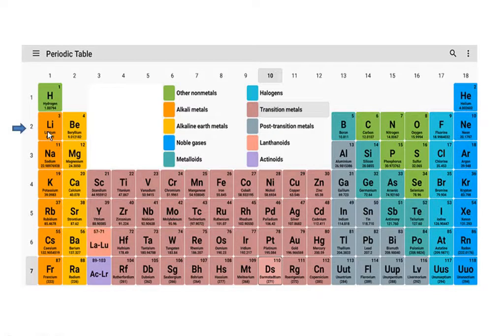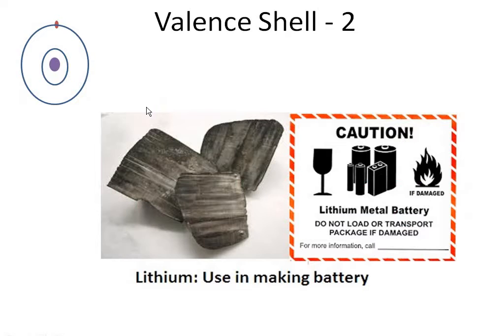In the second row we study, there will be 8 elements: 1, 2, 3, 4, 5, 6, 7, 8. Why is it so? Because the second row represents the second valence shell. This second valence shell can store up to 8 electrons.